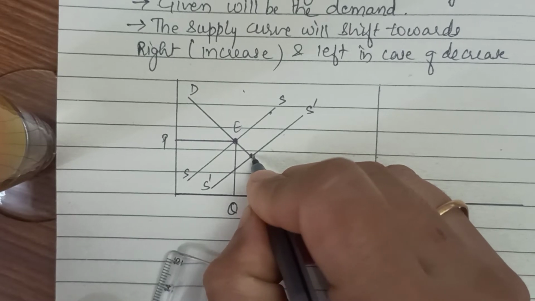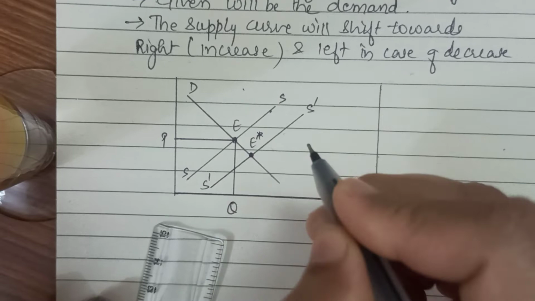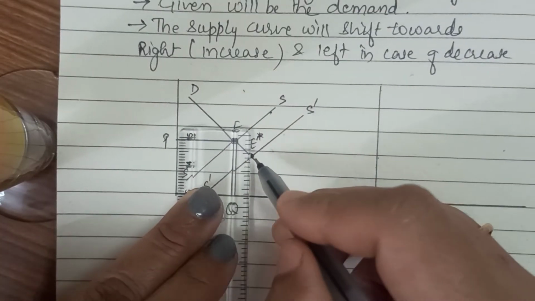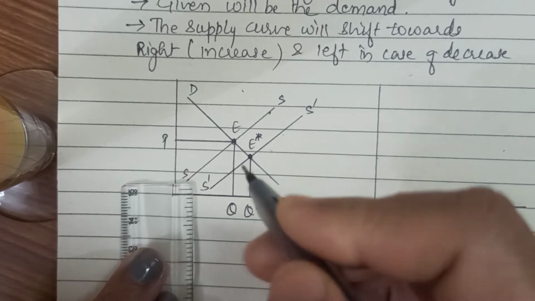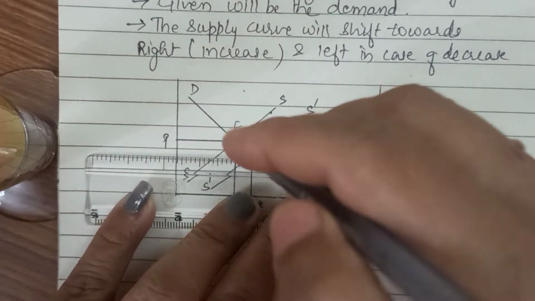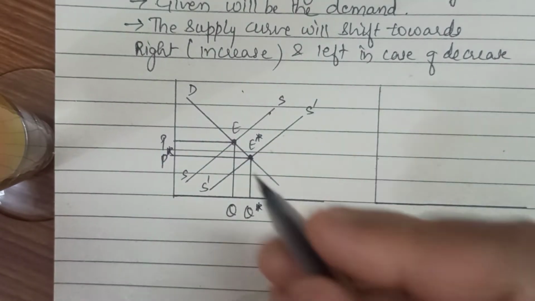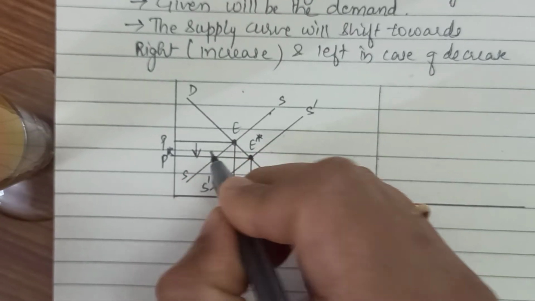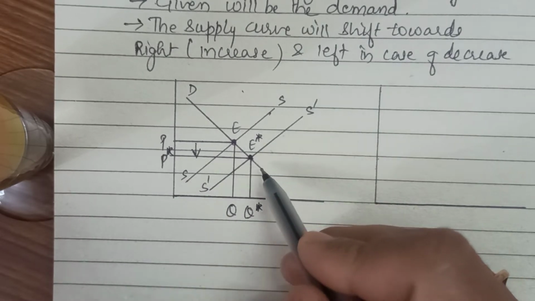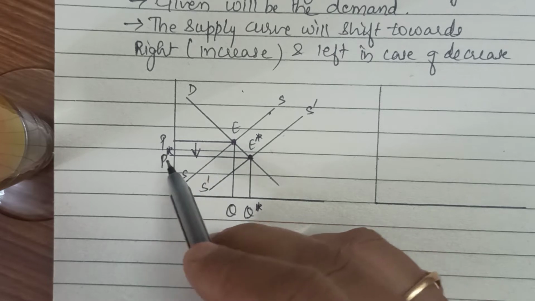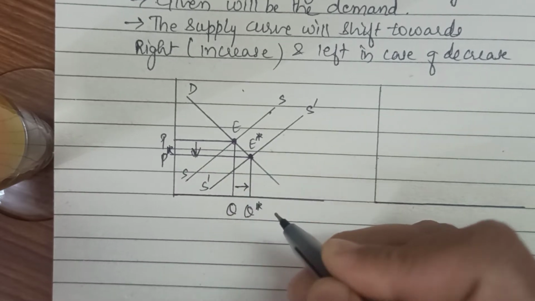At this new supply curve, we are going to get the new equilibrium point E star. Now this will be the new quantity and this will be the new price. This is P star. Now you can see that there is the fall in the price because the supply increased in the market. Because of a lot of supply in the market, the price of that good reduced and the quantity increased.